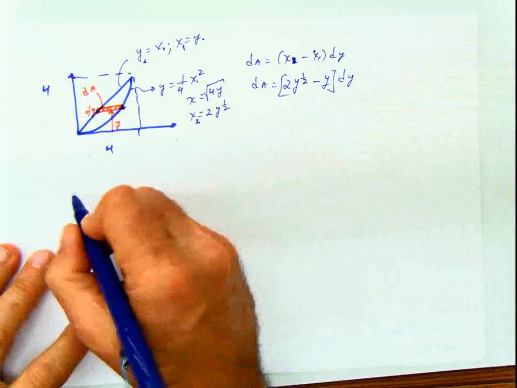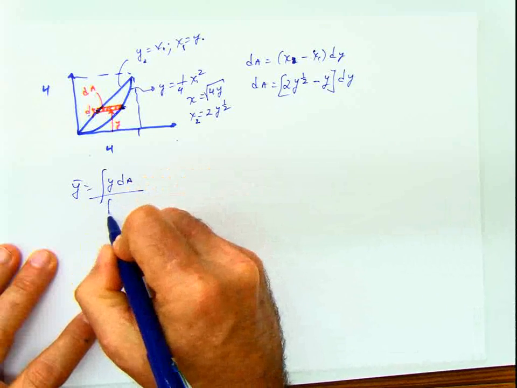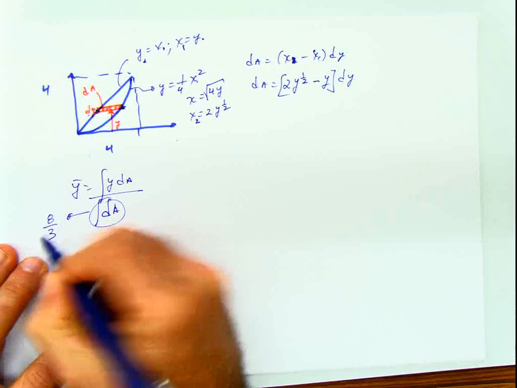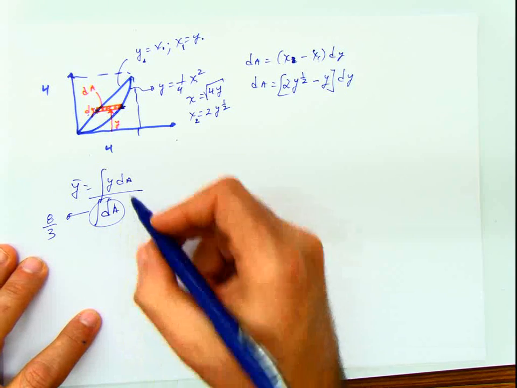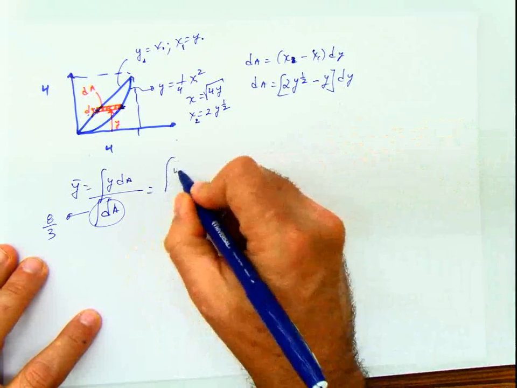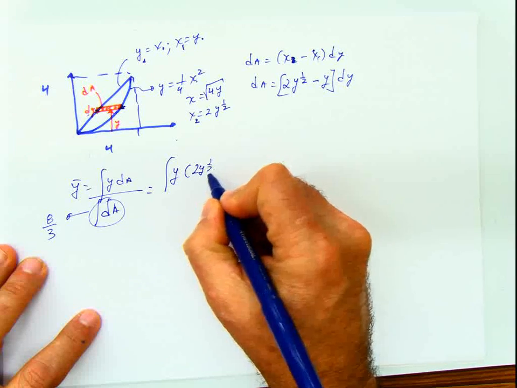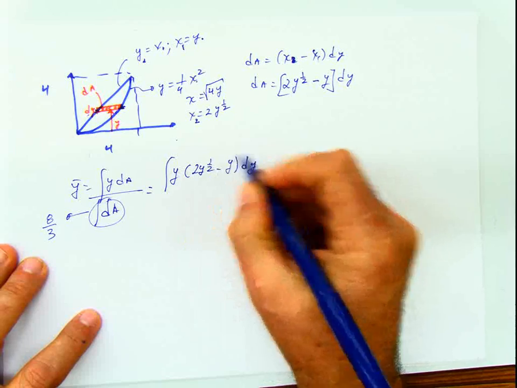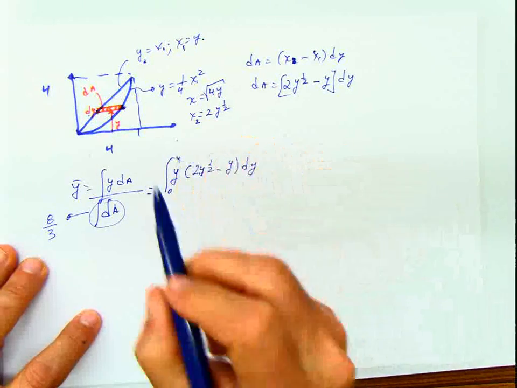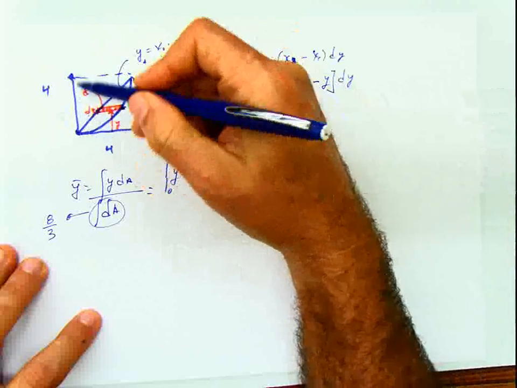If I apply the equation, remember y bar is the integral of y dA divided by the integral of dA, which I already calculated before, and it's 8/3. I don't have to calculate it again, but I have to calculate the integral of y multiplied by dA. So this is going to be the integral of y multiplied by dA, and it's from 0 to 4 because I'm measuring in the direction of y. Be careful because this is also 4, but remember when we measure in this direction, we have to be evaluating in the y direction.